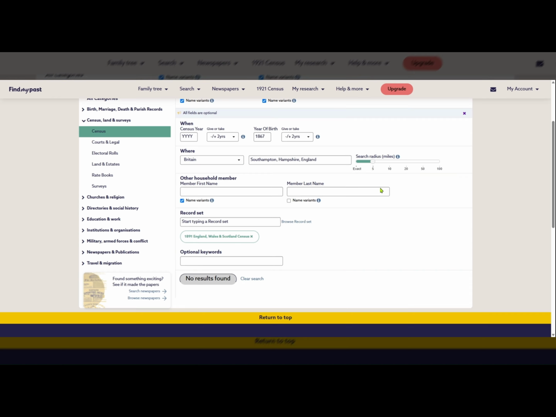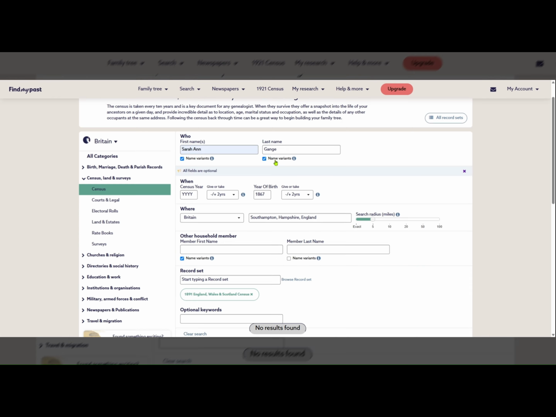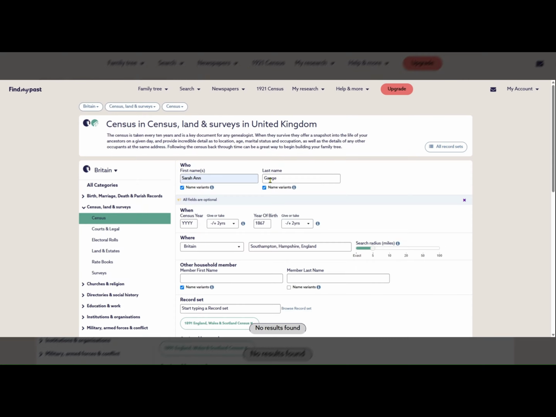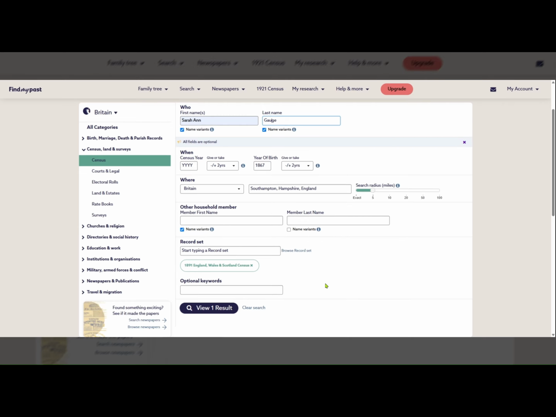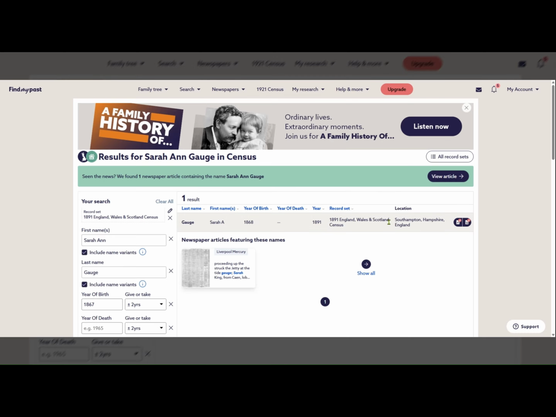Now, if you're like me and you have a name that could be mispronounced or misheard, then you can bet your bottom dollar that happened to your ancestors as well, or a transcriber of the modern day might put in there what they think it should be. So I'm going to put in there Gage. Change the N for a U, and let's see what happens. There's 1 result. This is her. And let's look at the transcription.